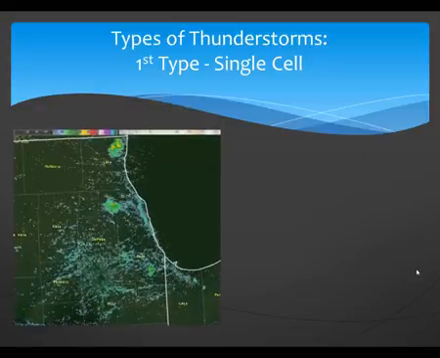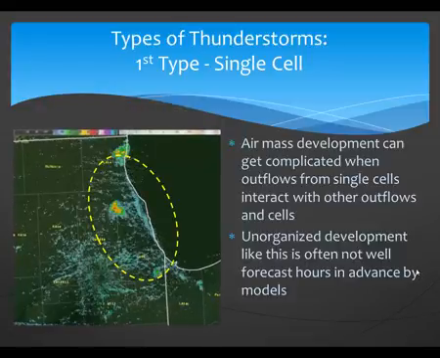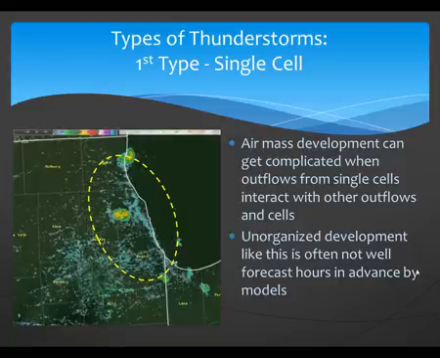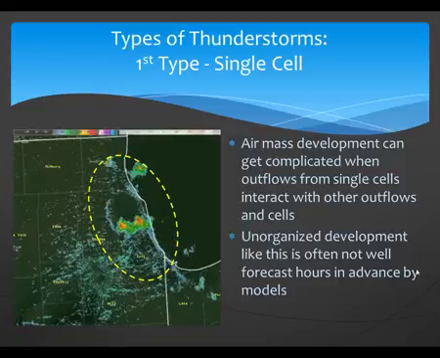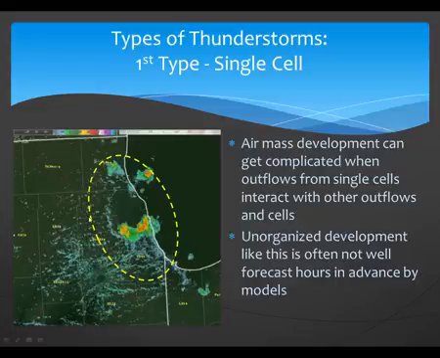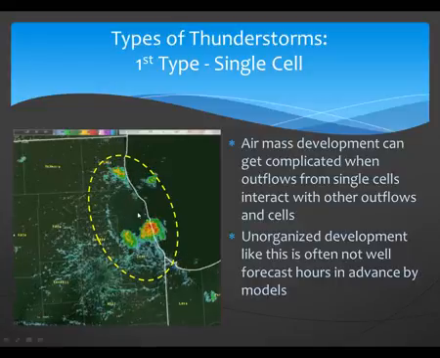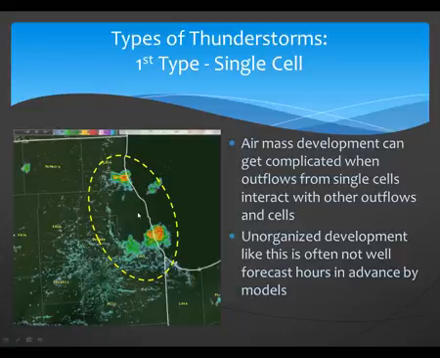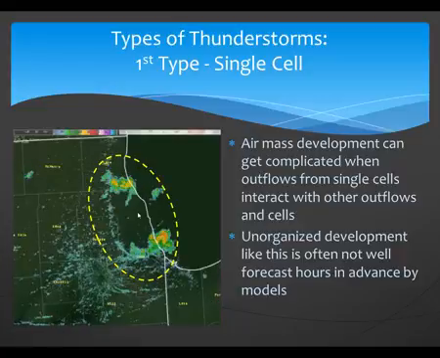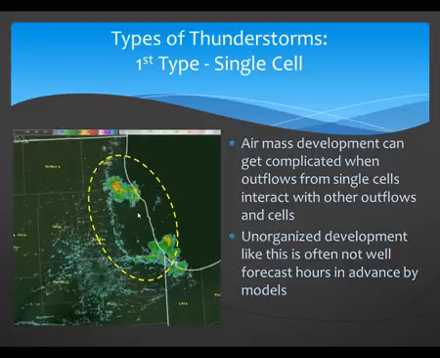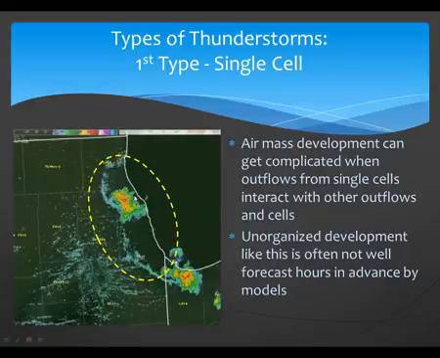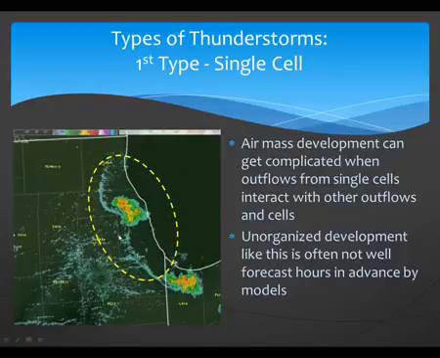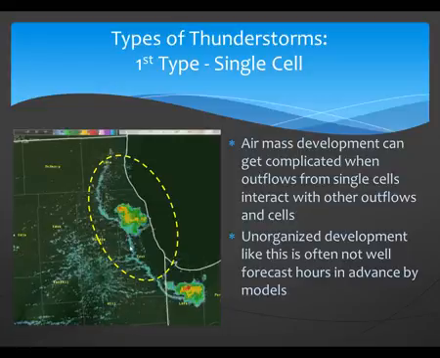If we look at this particular situation, where you have thunderstorms developing near Chicago, the air mass development can get complicated when you have outflows from single cells that interact with outflows from other cells. And it's unorganized development like this that is often not well forecast hours in advance by models. So it presents a real challenge for meteorologists in trying to get ahead of isolated thunderstorm conditions.